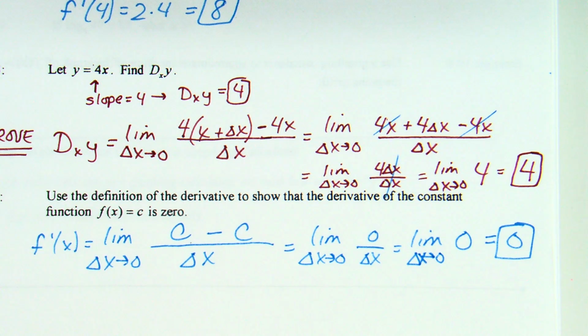Now, it would have been different if this had been 4x. Then yes, now this would be 4 times x plus delta x. That makes sense. Does that help a little bit?